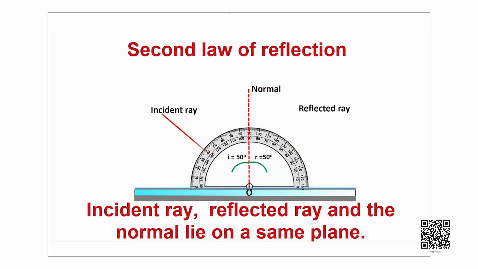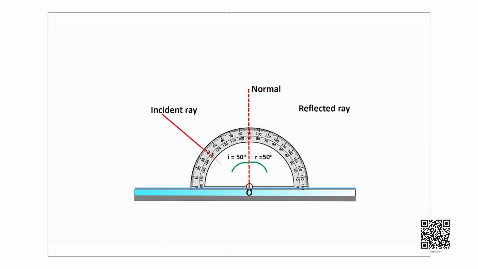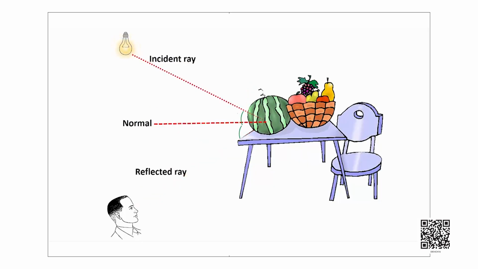So, we can say the incident ray, the reflected ray and the normal at the point of incidence lie in the same plane. We call this the second law of reflection. Can you tell in which direction the light falling on the surface will be reflected? I think now you get the answer for this.